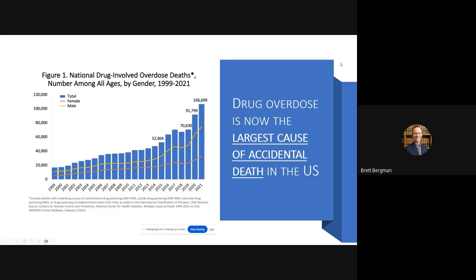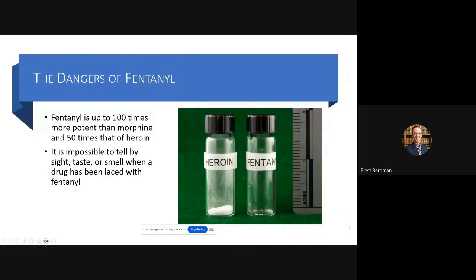Drug overdoses are now the largest cause of accidental death in the US. So they are rapidly increasing. And the problem is really fentanyl. So fentanyl is 100 times more potent than morphine and 50 times more potent than heroin. We don't have a way to tell by sight, taste, or smell when a drug has been laced with fentanyl. They do now sell fentanyl test kits for people if they need to double check that their drugs aren't being laced. But this is becoming a really big problem. And fentanyl is incredibly strong when it is laced with different recreational drugs.